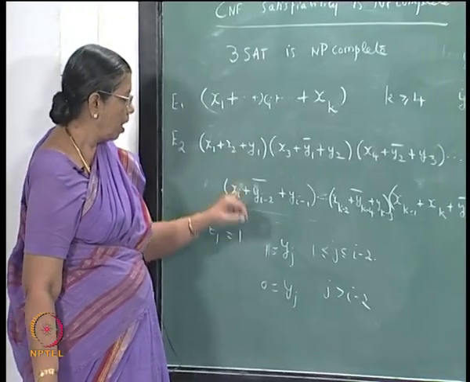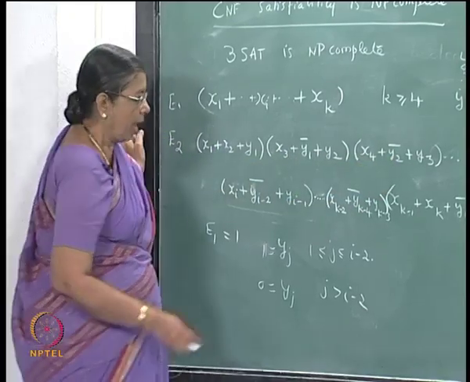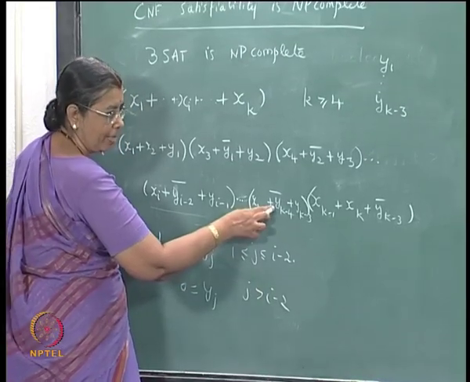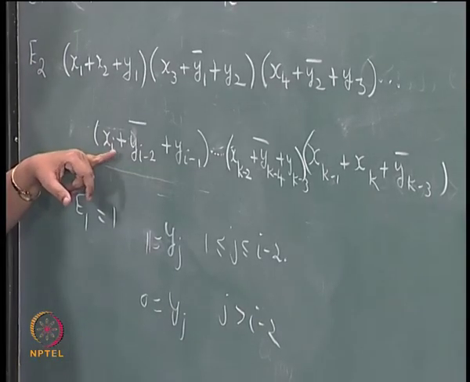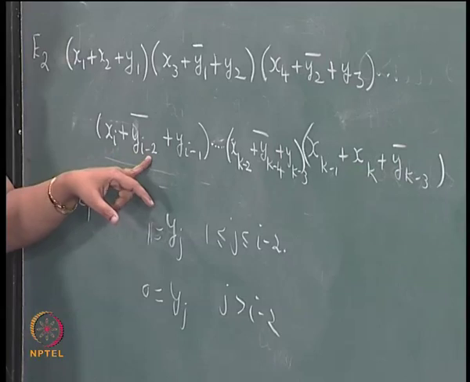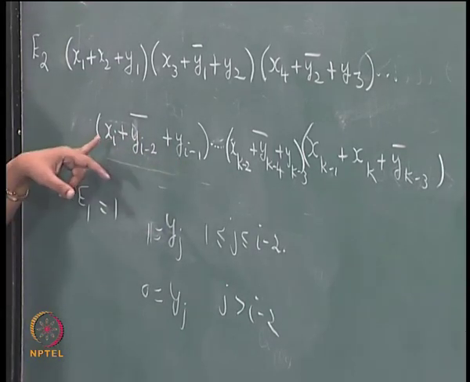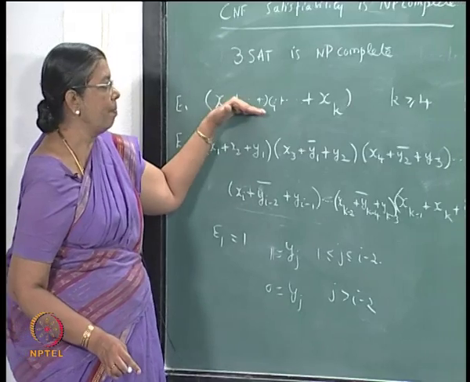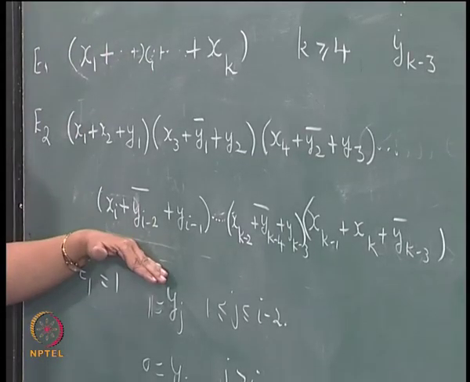So what happens? y1 is 1, so this will be 1, y2 is 1, so this will be 1, each of those factors will be 1. And look at these factors, when the index is greater than i minus 2, y is 0, so the barred version will be true. This is 1, this is 1 and so on, so those factors will be true. But look at this factor: the barred version of y(i minus 2) is 0, y(i minus 1) is 0, but xi is 1. So this factor will also evaluate to 1. So each of the factors evaluates to 1. So if there is an assignment which makes E1 equal to 1, there is another assignment which makes E2 equal to 1.